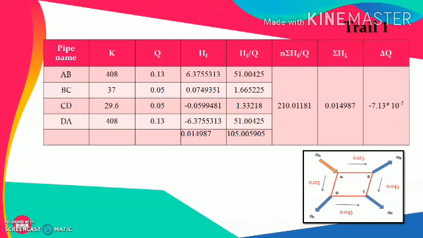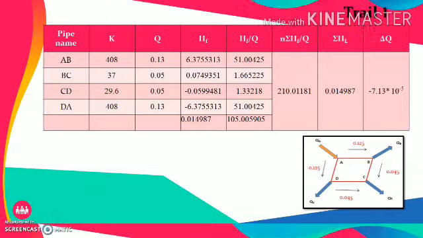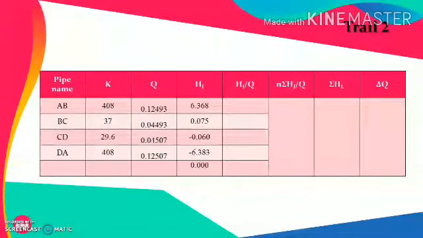Sigma head loss is calculated at 0.014987, which is the sum of all head losses. And so delta Q is the ratio of sigma HL upon n times sigma HF upon Q, with a negative sign. So we will have a certain value of delta Q. Now we need to calculate the modified flow by adding this delta Q to the assumed Q with its own sign. So it will be another trial.